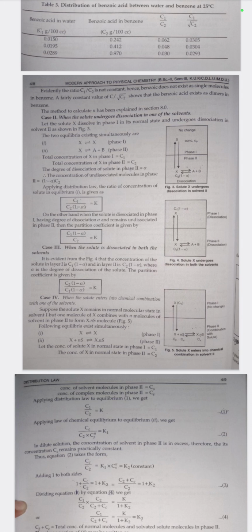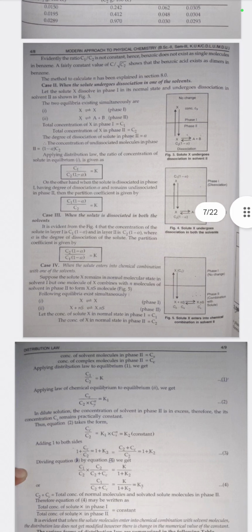Case 3. When the solute is dissociated in both the solvents, it is evident from figure 4 that the concentration of the solute in layer first is C1 (1 minus alpha), and in layer second is C2 (1 minus alpha), where alpha is the degree of dissociation of the solute. The partition coefficient is given by C2 (1 minus alpha) upon C1 (1 minus alpha) is equal to K.